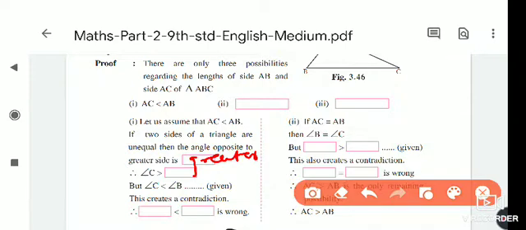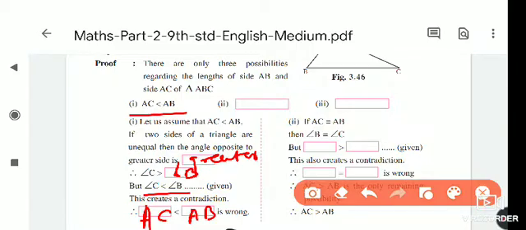So angle C is greater than angle B, right? But in the given, what is given? C is smaller than B. And here from our statement, we proved that C is greater than B. So this creates a contradiction, and therefore AC is smaller than AB, meaning the first possibility is wrong. The first possibility is wrong. Understand what I said?